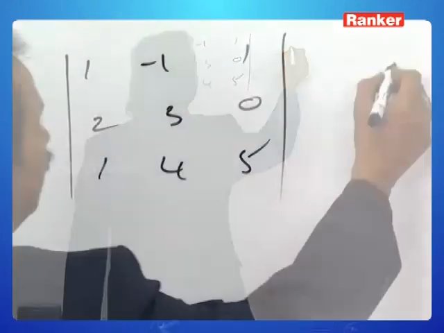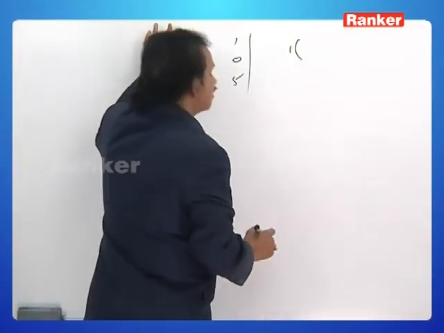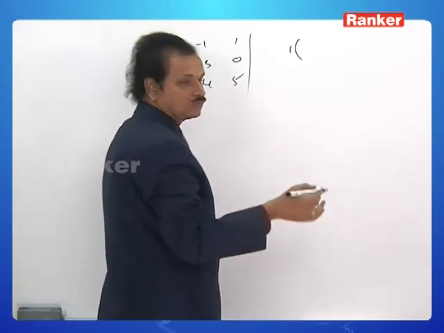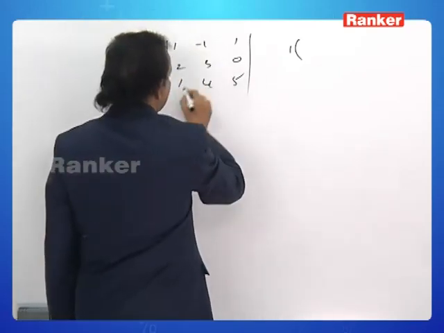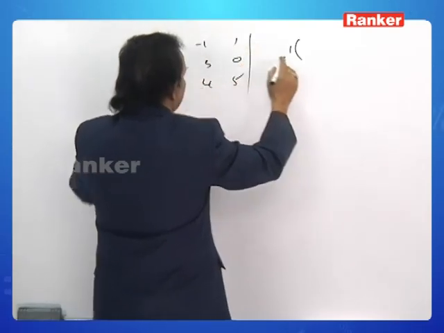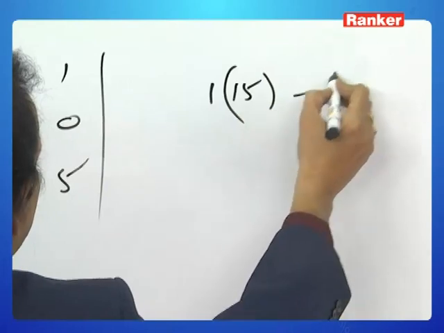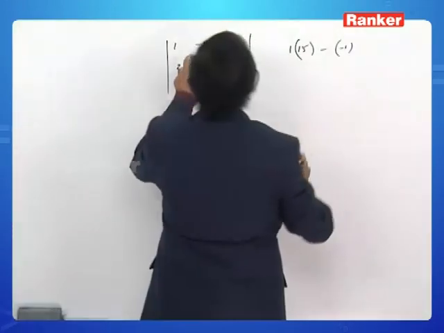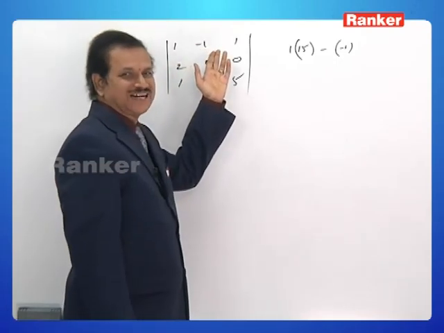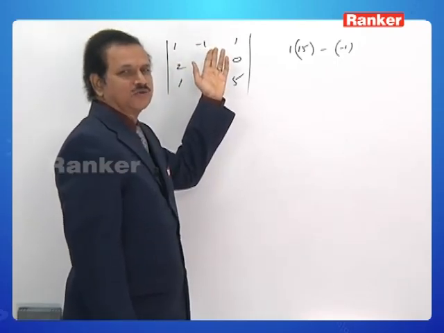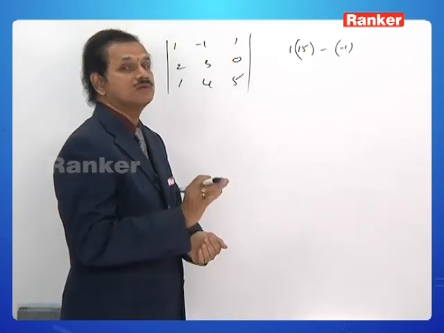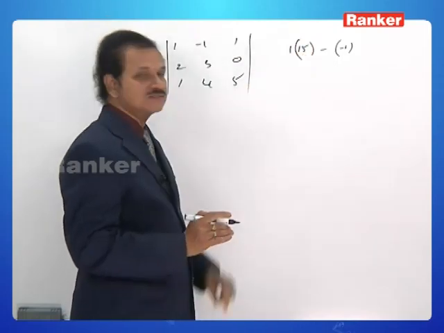1 into its cofactor. First row, first place, so positive: -1 whole power 1 plus 1. You delete the first row and first column: 3, 0, 4, 5. What is this determinant? 15 minus 0 is 15. Minus. Why should you put minus here? We have moved to the second place, first row, second column. According to the cofactor rule, -1 whole power 1 plus 2. 1 plus 2 is 3. -1 whole cube is minus. That is why I have put minus.